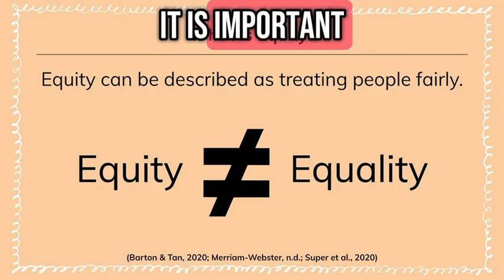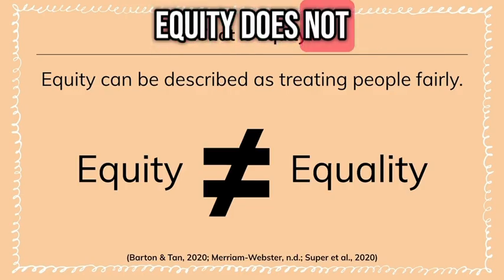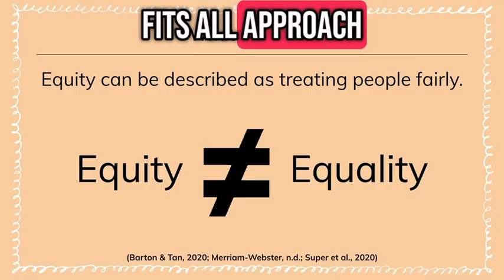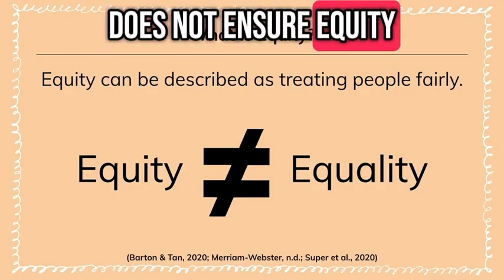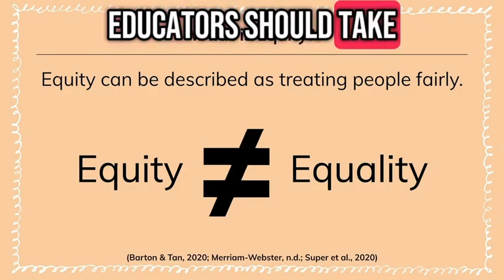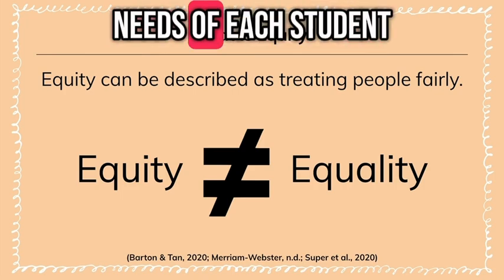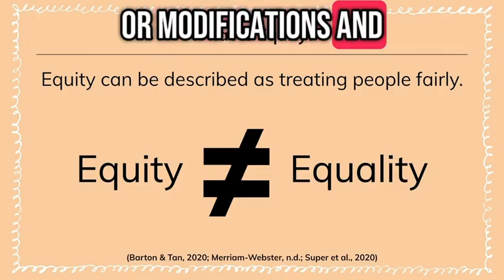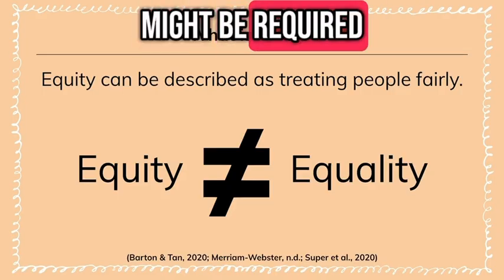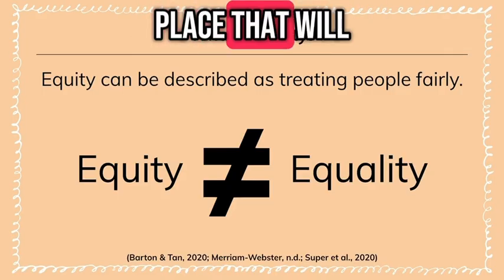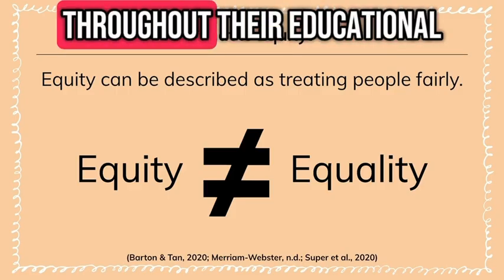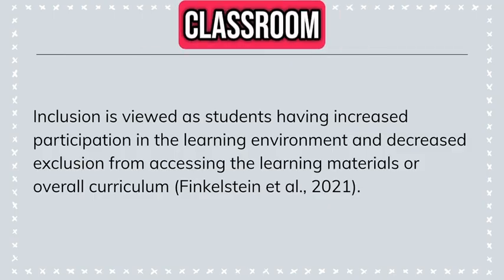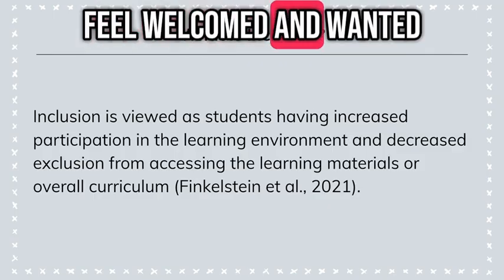Again, remember it is important to understand that equity does not mean equality. This means using a one size fits all approach does not ensure equity. Instead, educators should take the time to learn the individual needs of each student so that supports, accommodations, or modifications, and any tools that might be required are put into place that will aid the student with being successful throughout their educational journey. Whether it be in the school community or the classroom, students need to feel welcomed and wanted.